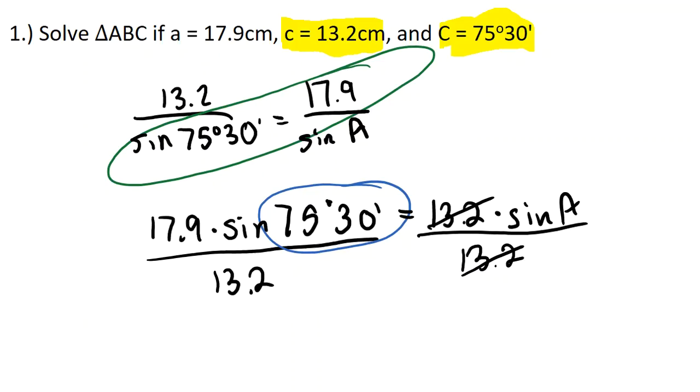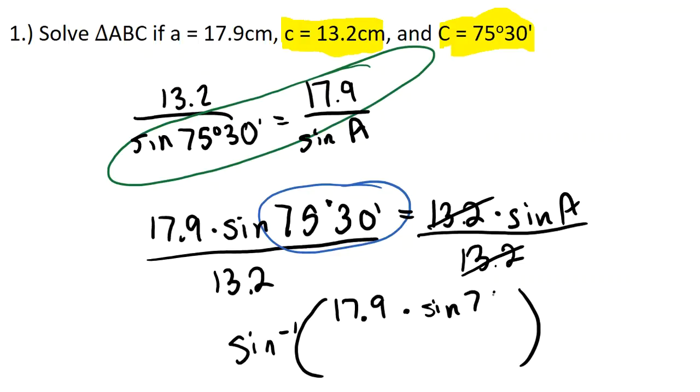And you can actually put this all in your calculator together by doing the arc sine and then putting all of this in together. That will ensure that it's the most accurate. And make sure your calculator is in degrees since it's given to us as 75 degrees 30 minutes. Pause it, go ahead, plug it in.